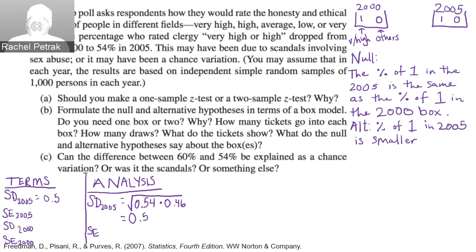Thus, the SE for 2005 is the square root of the number of draws. There's 1,000 draws times our standard deviation 0.5 for an SE of about 16.